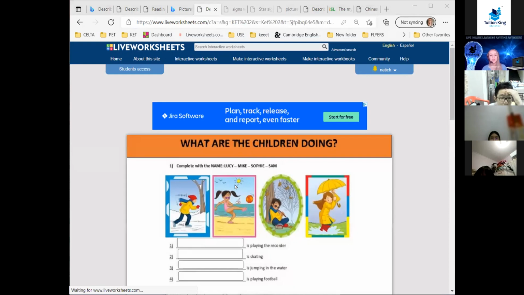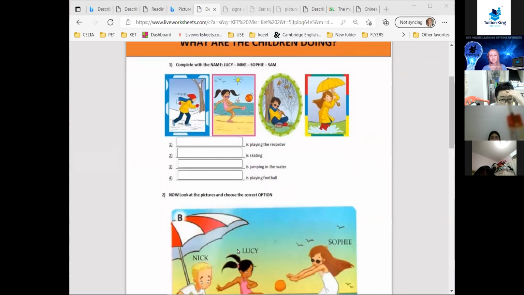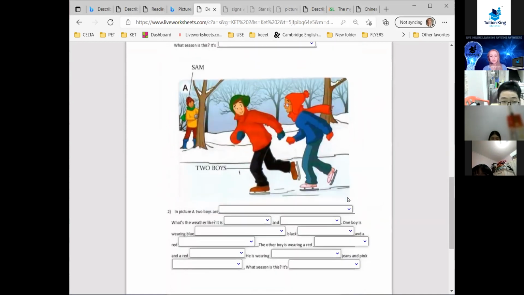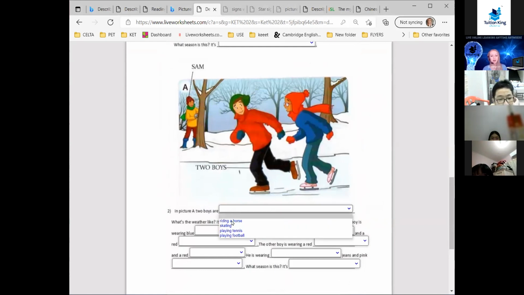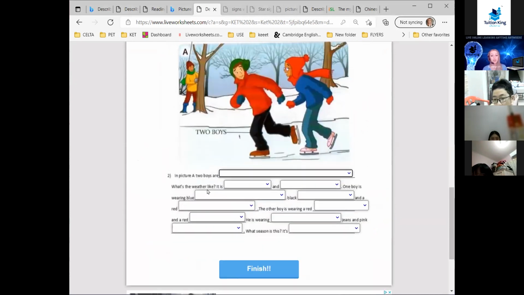So what are the children doing? We got Lucy, Mike, Sophie, and Sam. You can see their names over here. So who is Sophie? Sophie is the last girl over here. Lucy is the girl with the dark hair. Now you're gonna have to choose what are they doing, okay? So you're gonna have to choose within the pictures to put the correct name. Then over here you need to choose the correct answer. It's just that. And then in the second part, you also need to choose the correct answer. Follow the pictures, okay? Read the sentence carefully.